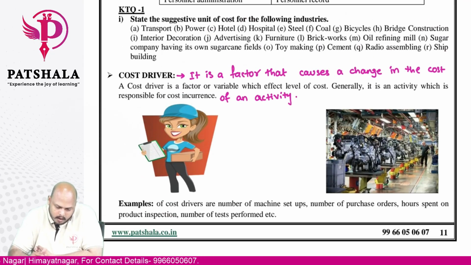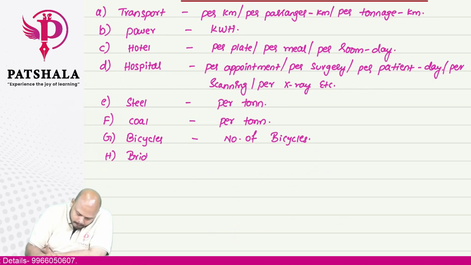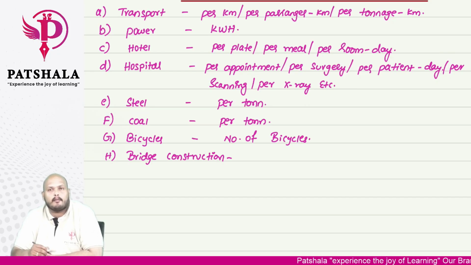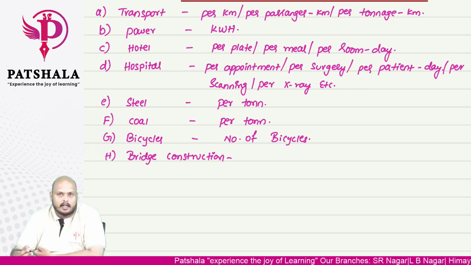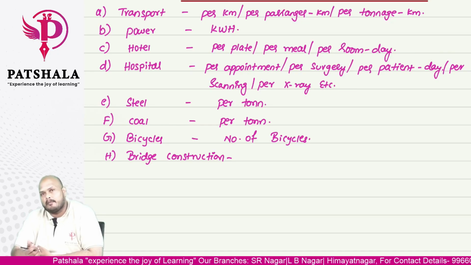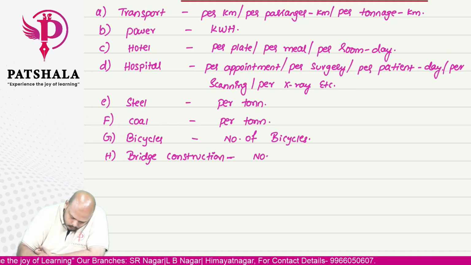Next, bridge construction. Bridge construction is not a small job, it's a very big job, or we can say it's a very big contract. In the case of bridge construction also, the unit of cost measurement which is used is number of bridges. How many number of bridges they are constructing to connect a path, to connect a road, to connect a hill. Depending upon the number of bridges, they will charge. So the unit of cost measurement here is number of bridges.